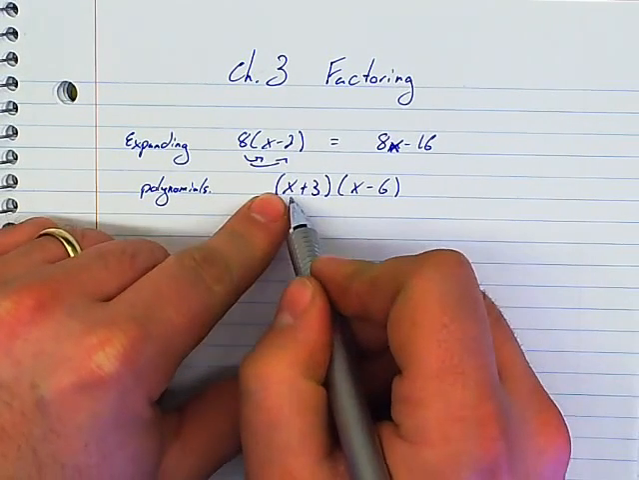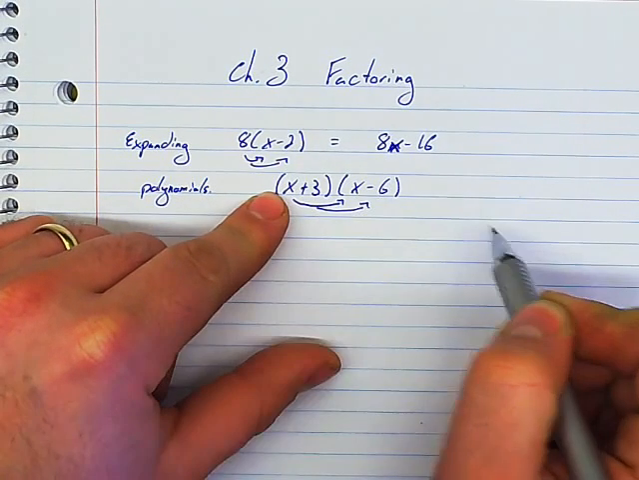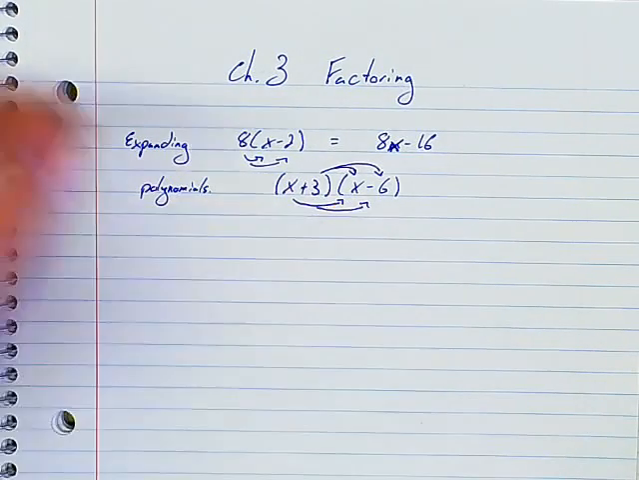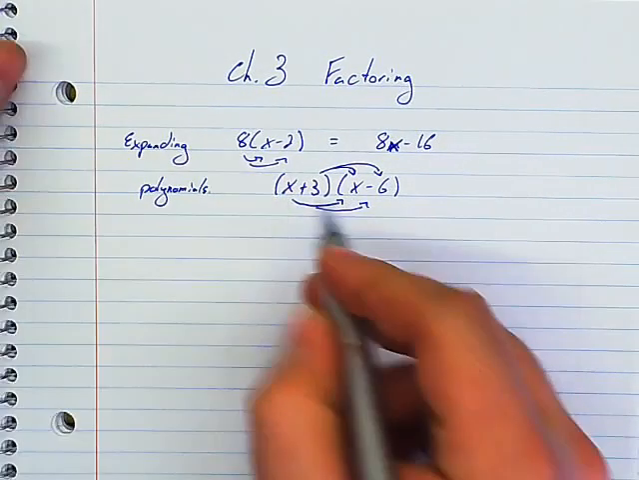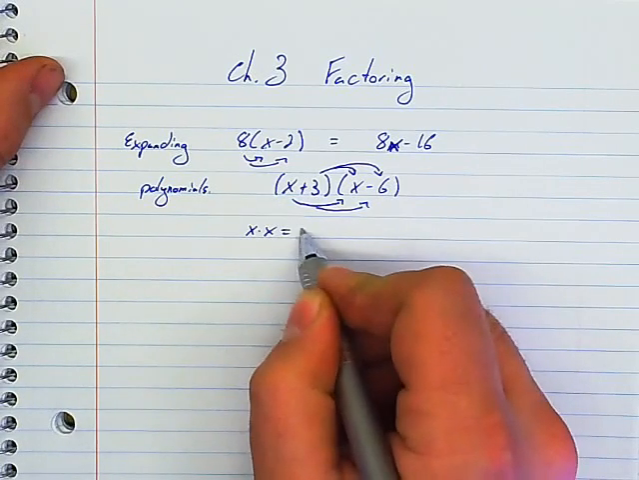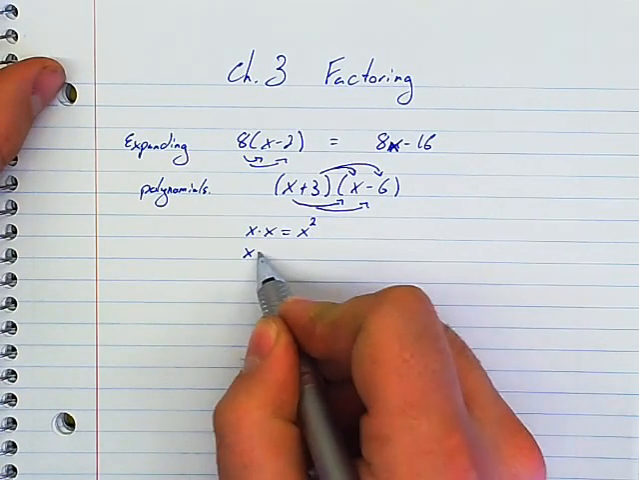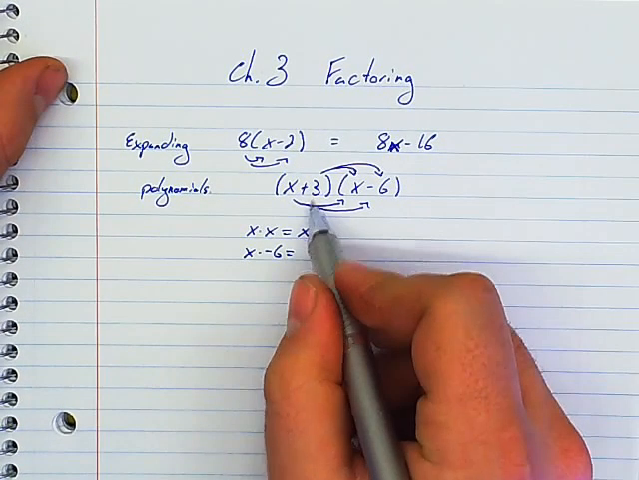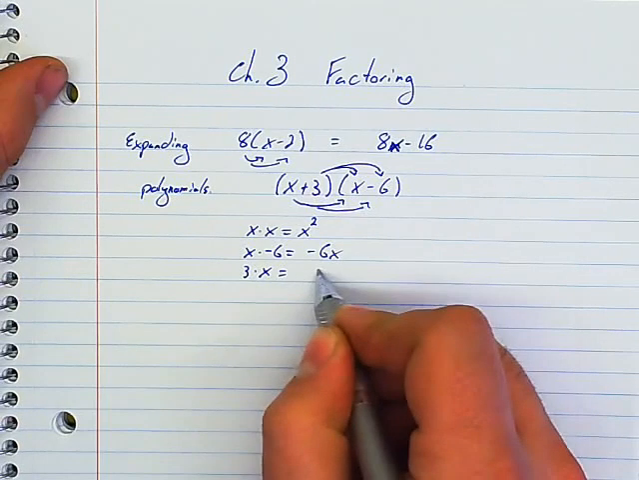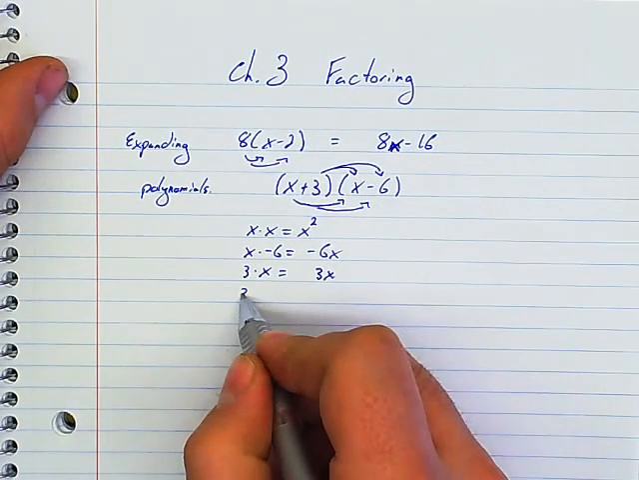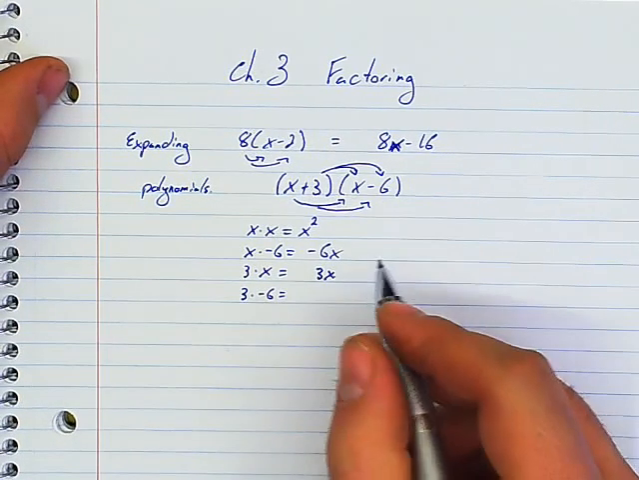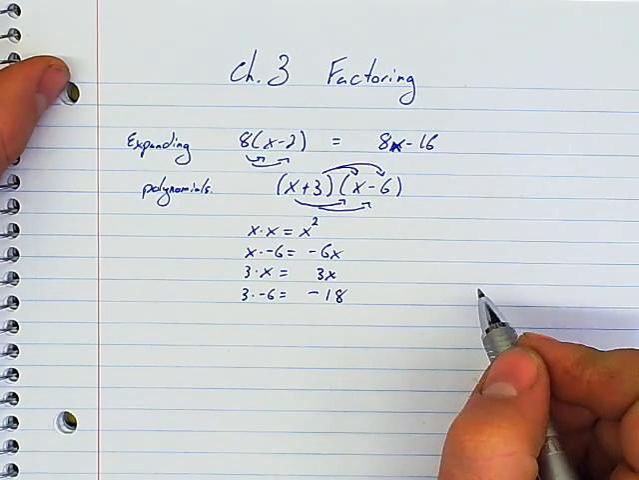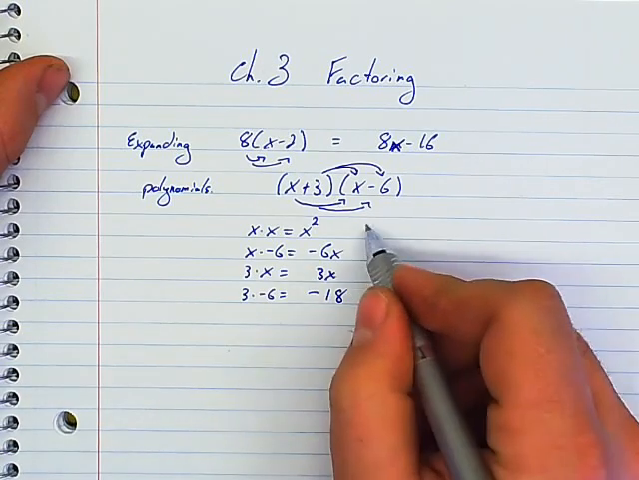Some of you guys learned FOIL. Some of you guys learned just to expand it. As long as every term inside your bracket multiplies every other term. So this x multiplies both x and negative 6. And this 3 multiplies x and negative 6. X times x turns into x squared. X times negative 6 turns into negative 6x. 3 times x turns into 3x. And 3 times negative 6 turns into what? Negative 18.